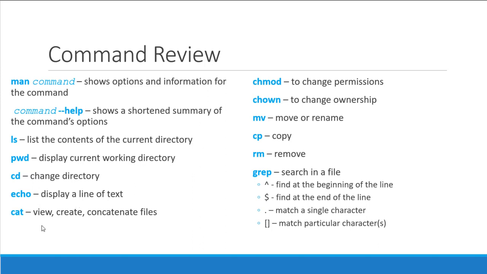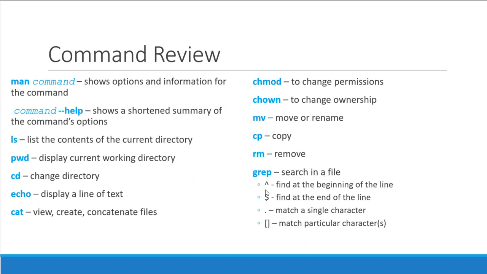Cat command allows us to view, create, or concatenate files. Chmod is to change permissions. Chown is to change ownership. MV will allow us to move or rename a file. CP is for copy. RM is for remove. And grep is to search in a file. And we'll use grep with regular expressions to just find different things. Specifically, I think we're finding different things in our password file.